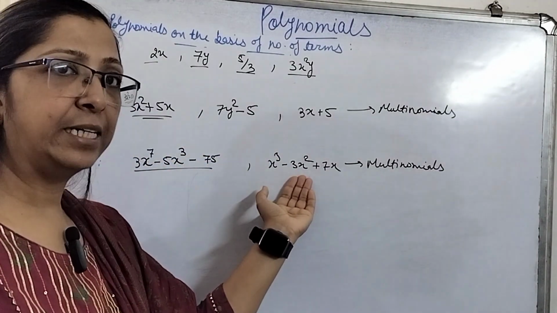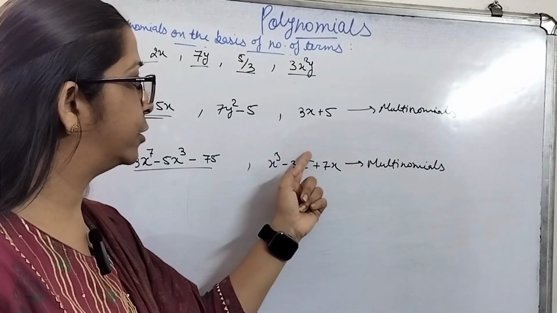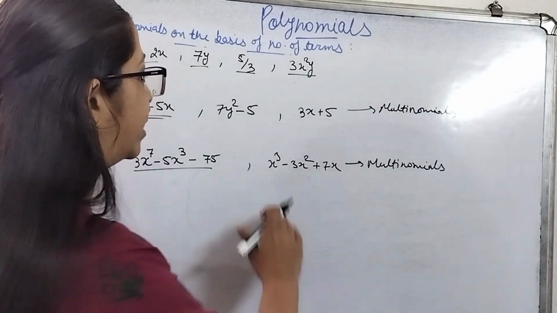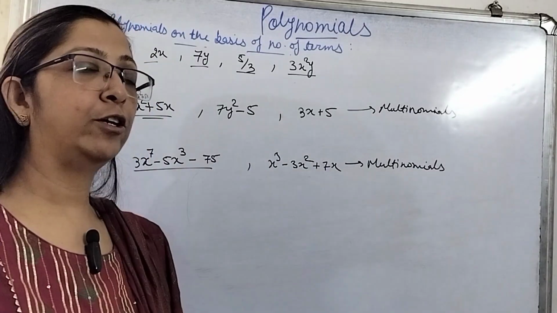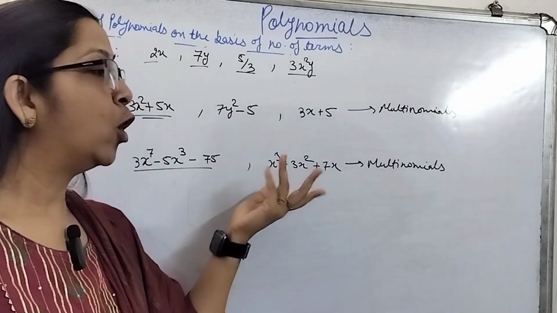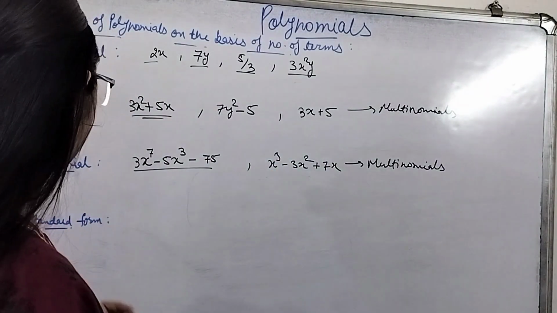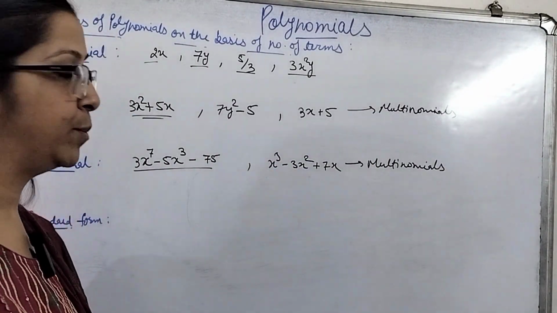Similarly, x³ − 3x² + 7x is also in standard form because here the power of x is 3, then 2, then 1. So whenever we represent a polynomial either in the ascending order of the power of the variable or in the descending order of the power of the variable, such representations are known as the standard form of the polynomial.